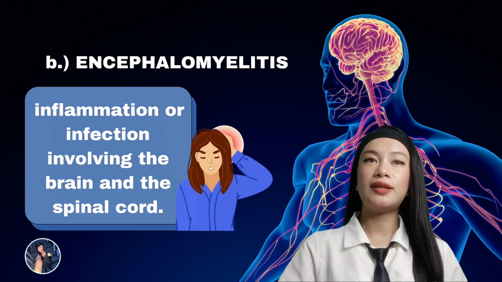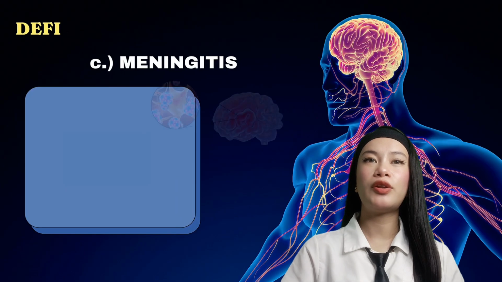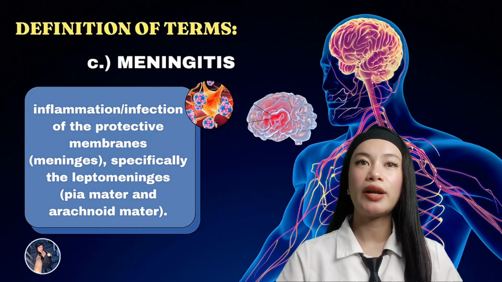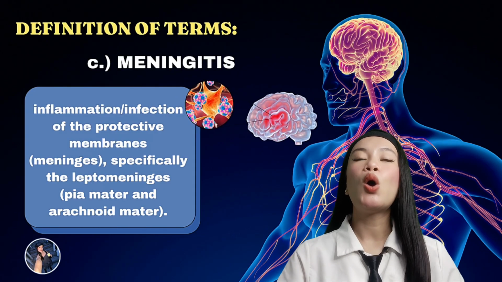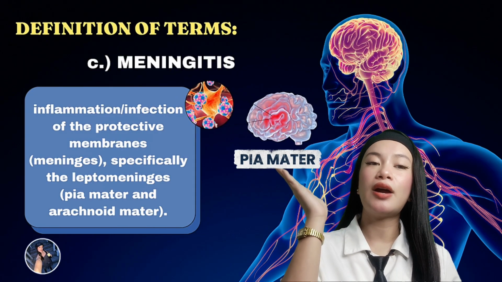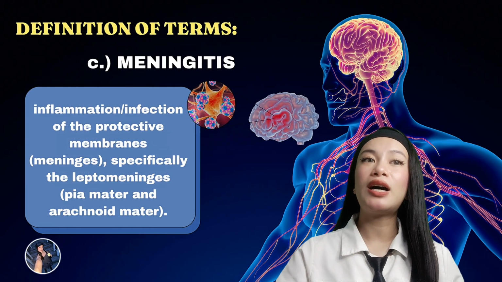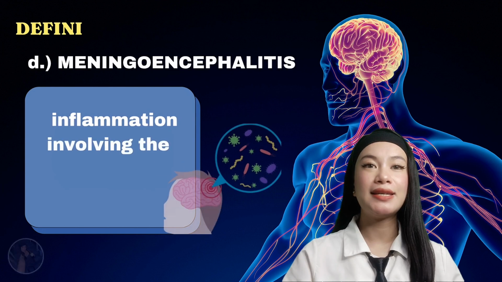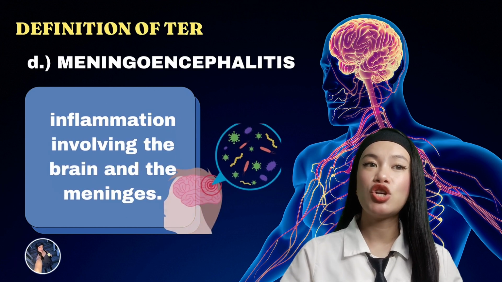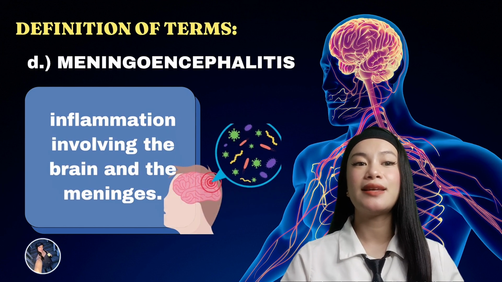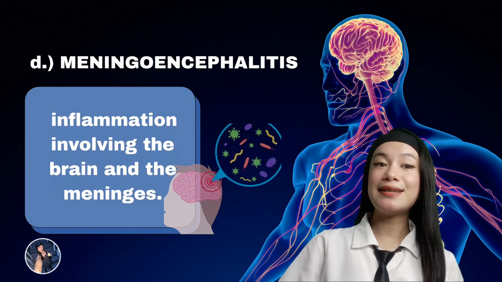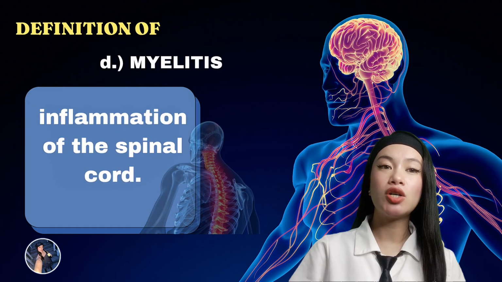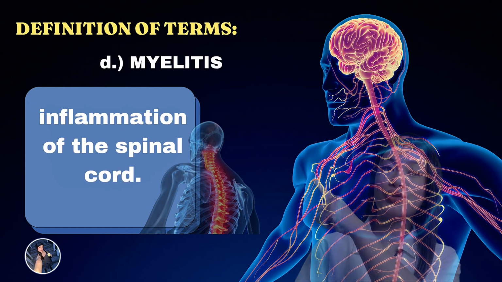Then we have meningitis. It is the inflammation or infection of the protective membrane called meninges that cover the brain and spinal cord, specifically the leptomeninges, which include the pia mater and arachnoid mater, typically due to bacterial and viral infection. Then we have meningoencephalitis. It is a combined inflammation of both the brain and meninges that is often severe. And lastly, we have myelitis. It is the inflammation of the spinal cord that may cause paralysis or sensory loss.